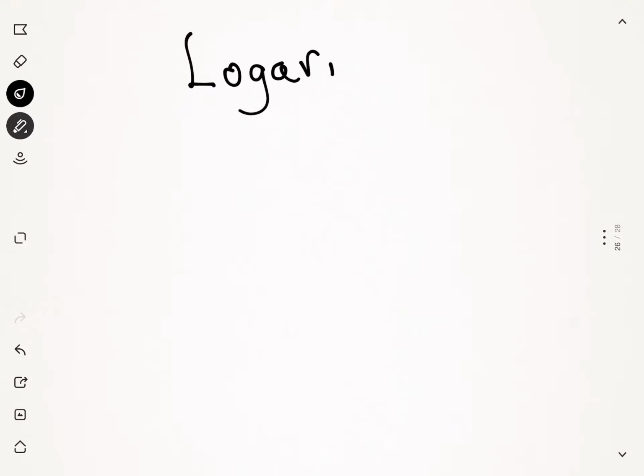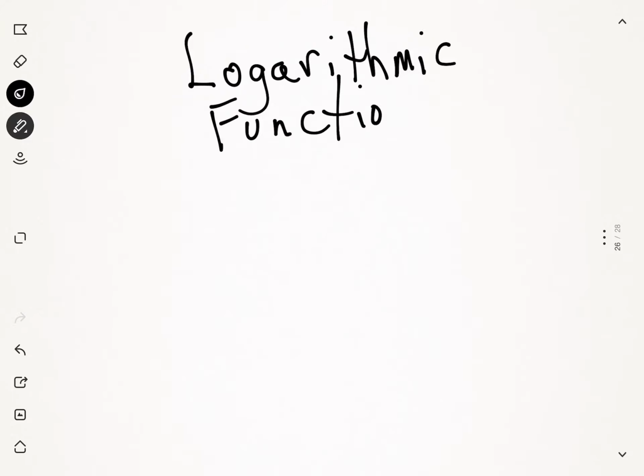I want to look at today logarithmic functions. So, for a moment, I want you to consider the following.